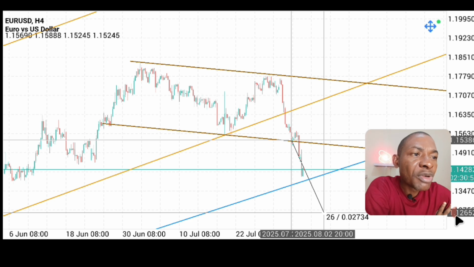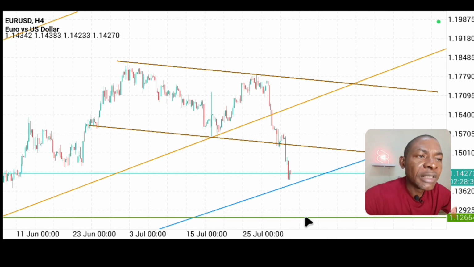That means the price will be coming to the 1.1265 price level. That would be the initial target. We could get a further move to the downside, but that will be the exact target that we'll be heading to. I've marked out the expected target as this.